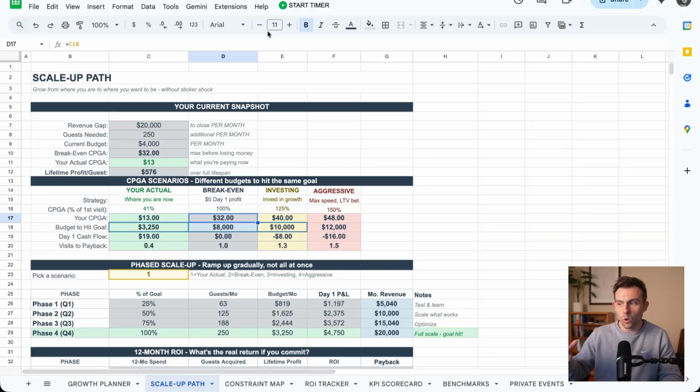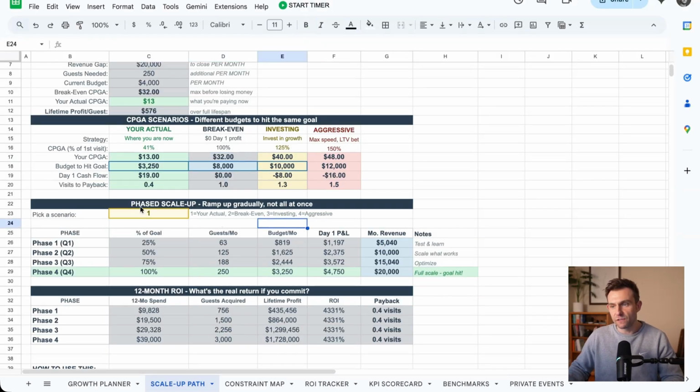But ideally, we want to capture as much as we can on visit one, or at least within the first 30 days of their first visit. These are for when you're willing to invest up front and recover on repeat visits. This only really makes sense if your lifetime value metrics support this. And here's the part I love. This is the phase scale up.